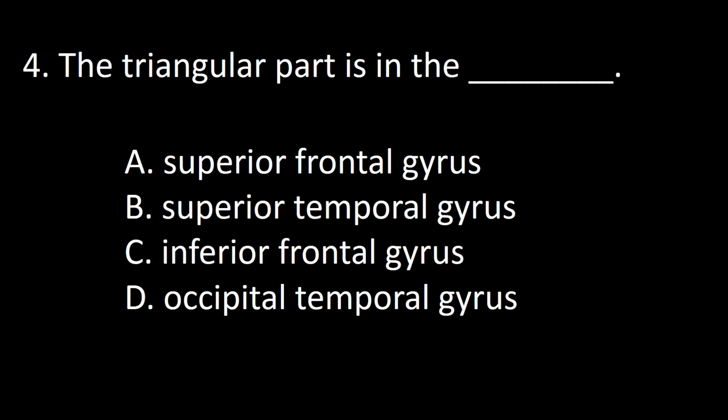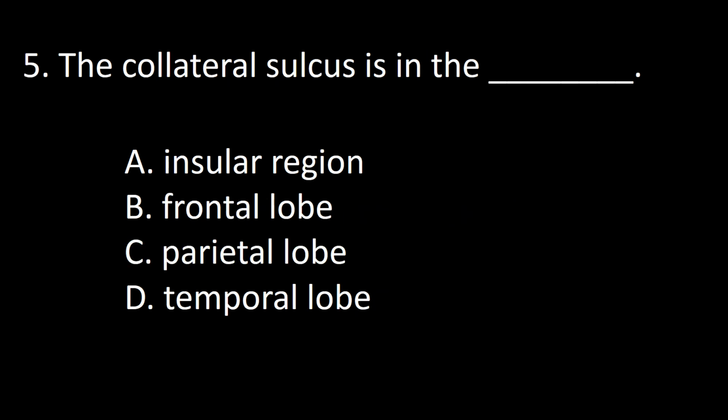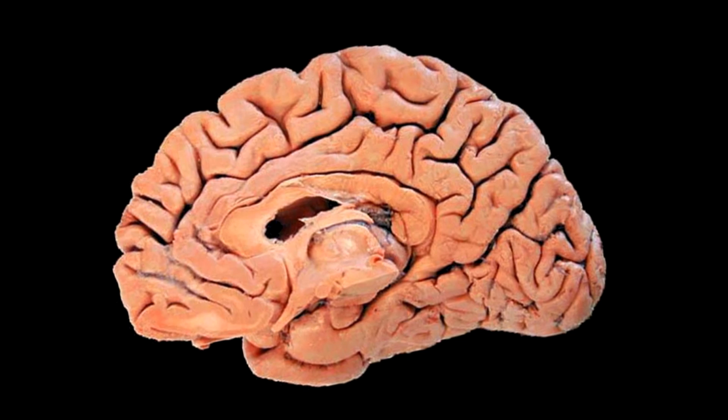Back to questions. So the answer to this question is C. Next question. The collateral sulcus is in the A. insular region, B. frontal lobe, C. parietal lobe, D. temporal lobe. This is the mesial inferior surface of the brain. The cerebellum and most of the brainstem has been cut off.